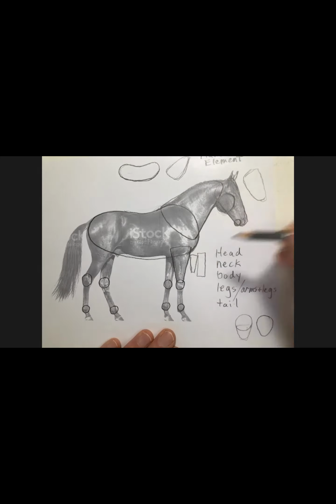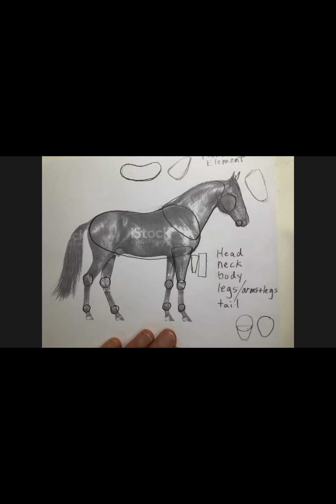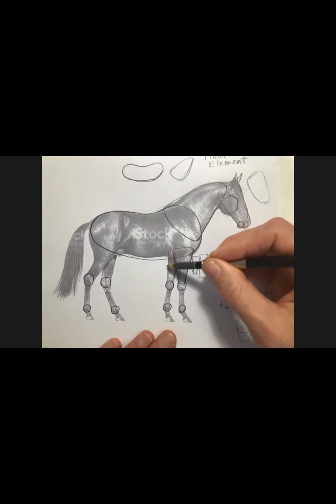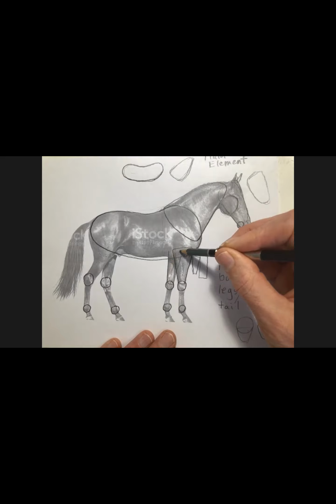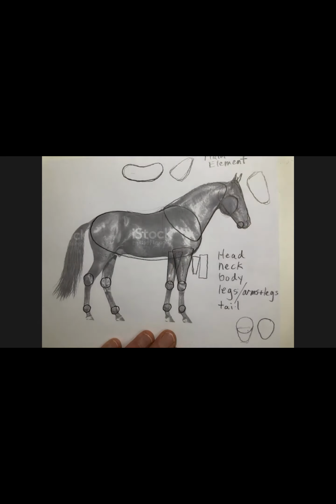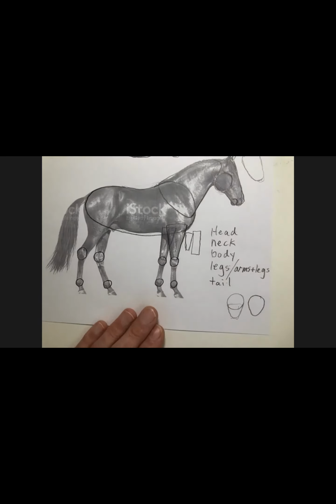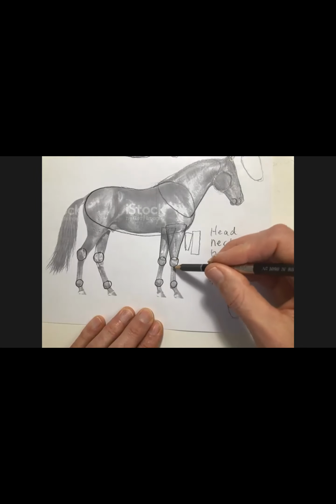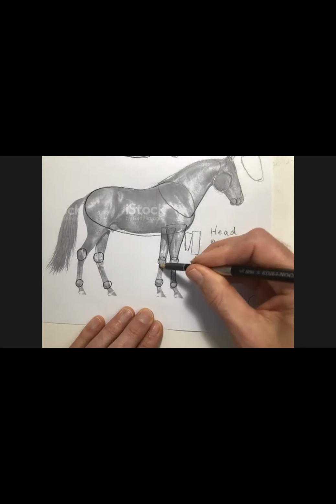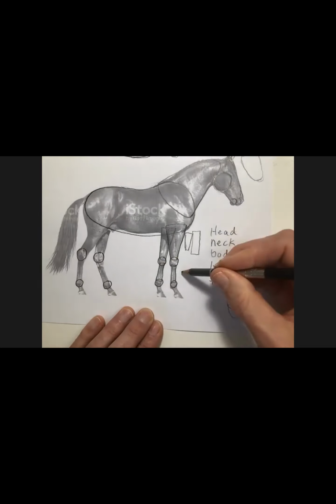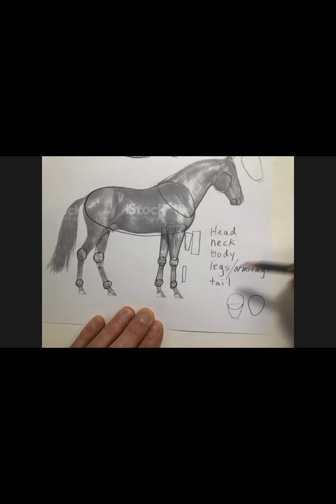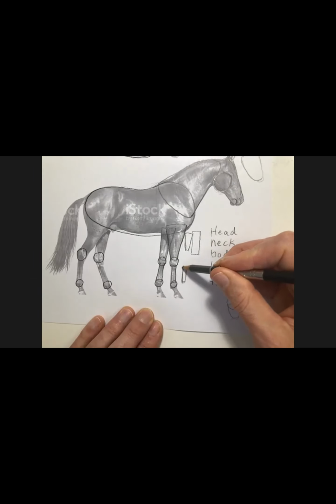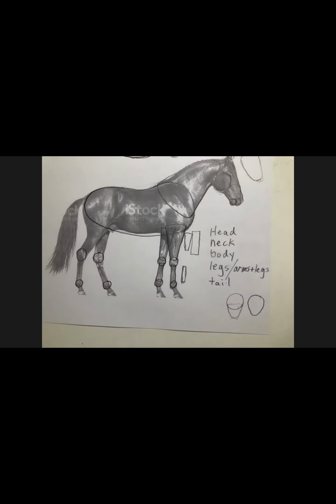You get to make your own decisions. It's not a right or wrong. And then of course, the one we can't see, the back one, is doing the same thing. To me, these are just rectangles again, skinny long rectangles. The proportions are important, but you get to change those. That's the fun that comes later.